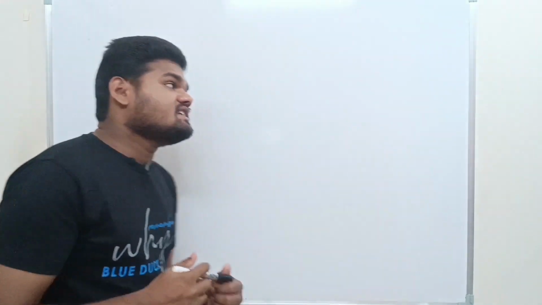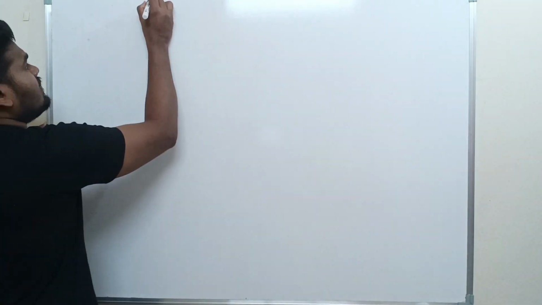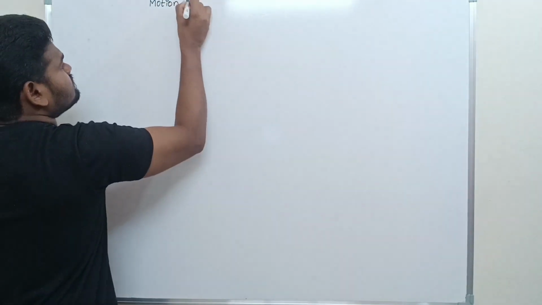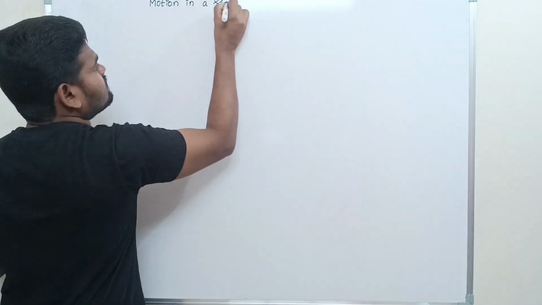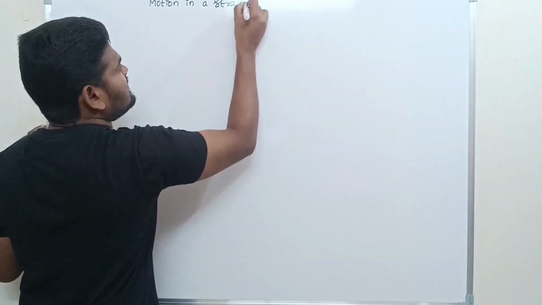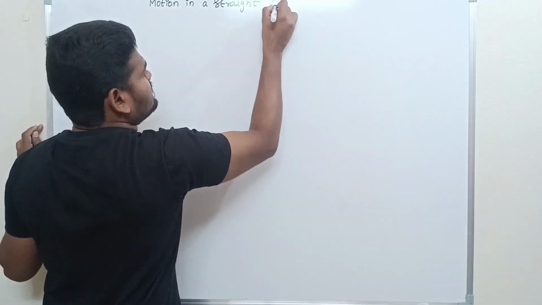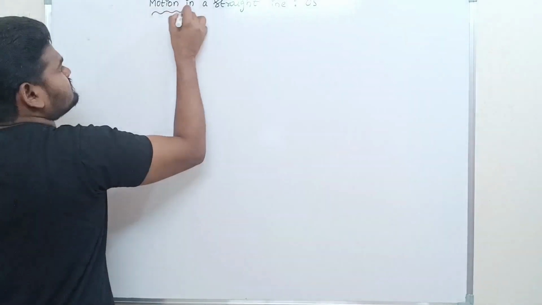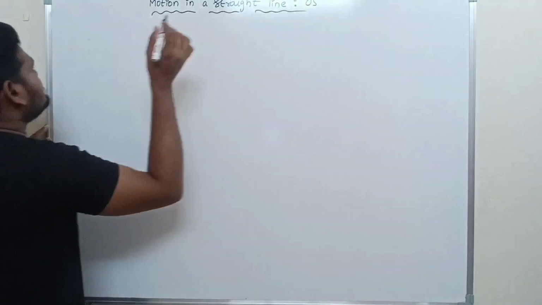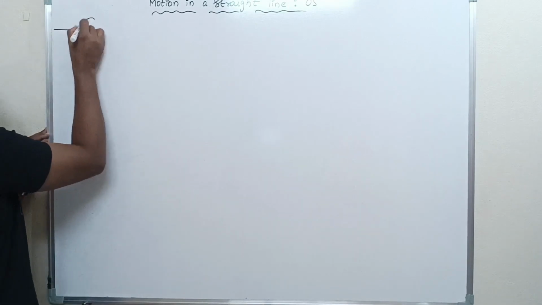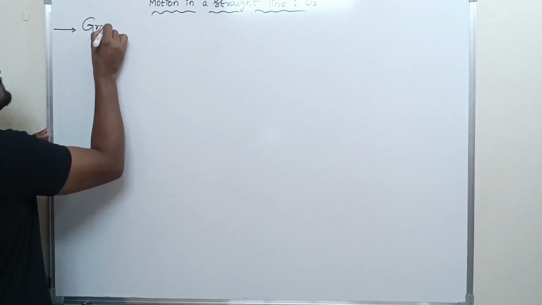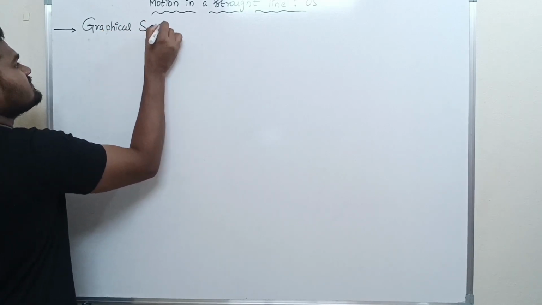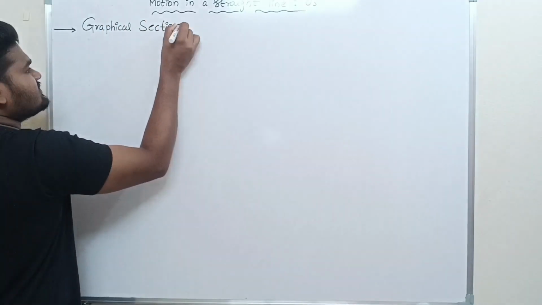So what is the chapter going on? Motion in a straight line. What is the session number or class number? 05. What is the topic today? Graphical section.